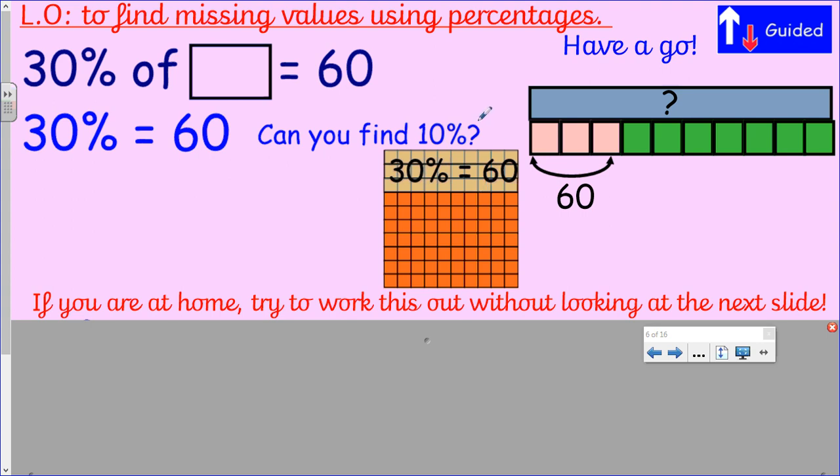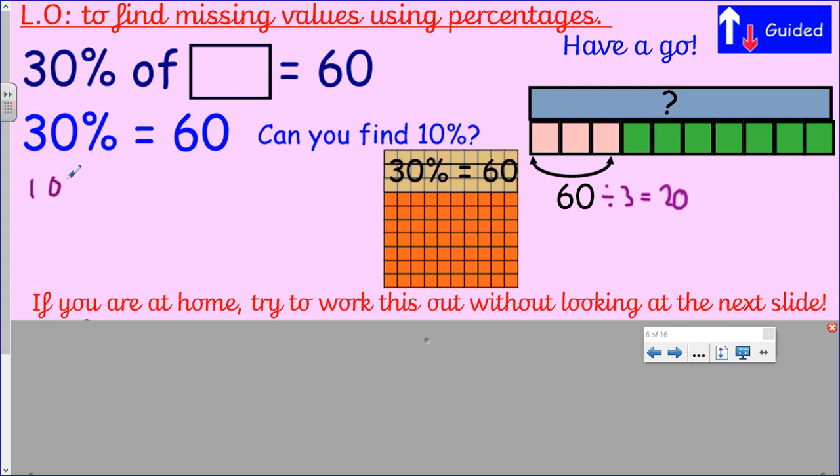So, suggestion again, can we find 10%? Hopefully we can. If I know that 60 is 30%, if I divide that by 3, there's 3 equal parts here, I'll end up with what 10% is. So 60 divided by 3, little times table connective thinking, 6 divided by 3 is 2, so 60 divided by 3 is 20.